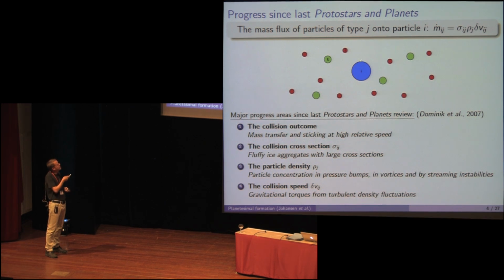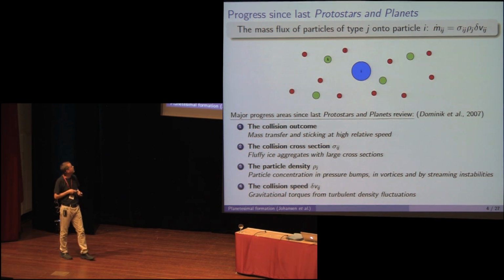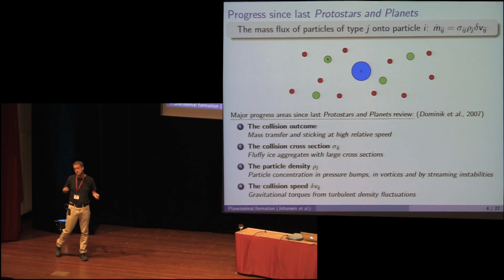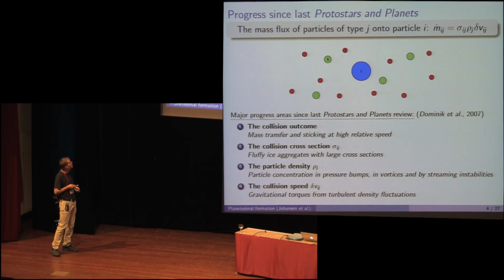I'm basically showing here, if I'm a particle of type I, what is the flux of the particles of type J onto me? And this is, of course, just equal to the cross-section times the density of the particles times the relative speed. And when I have an m dot here, I don't mean actually the growth rate of particle I, just the mass flux. Some of these particles may not actually stick, they may bounce, or they may actually fragment particle I.